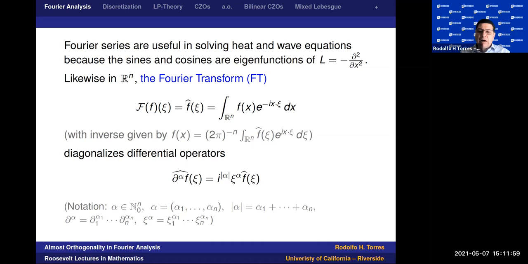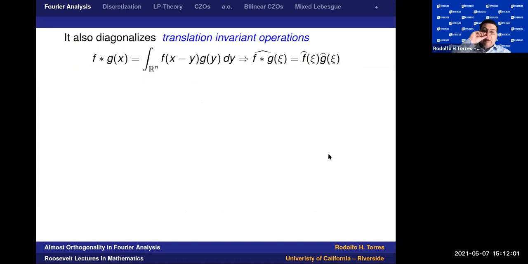Okay, so it also diagonalizes translation invariant operators, and what that means is if we look at convolution operators, so integrate a function against the translate of another one, you take the Fourier transform of that, you simplify this operation by getting just the product. So again, a very complex analytic expression gets much simplified on the Fourier transform side.